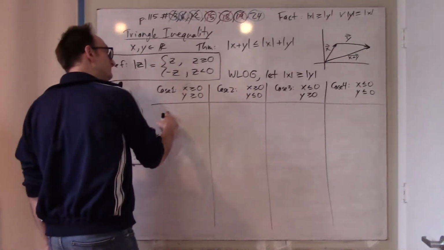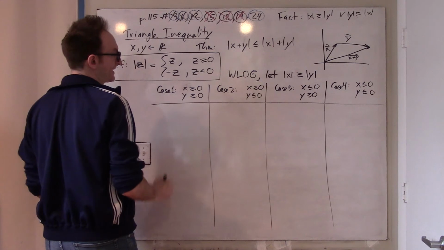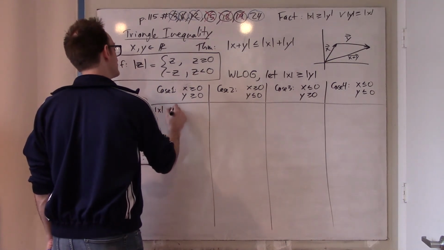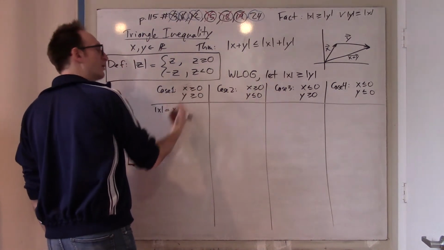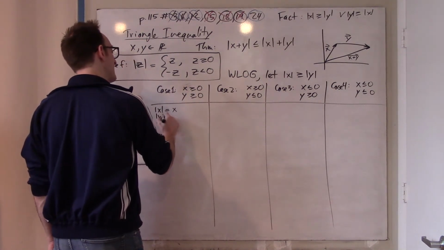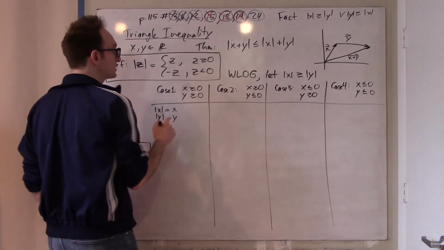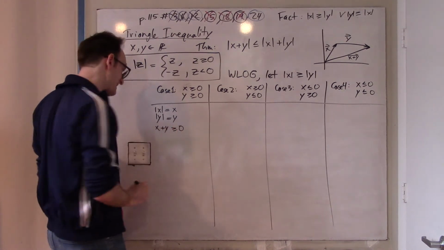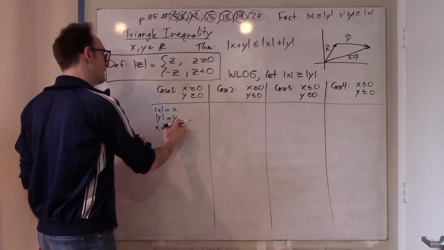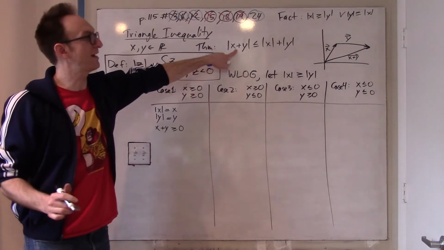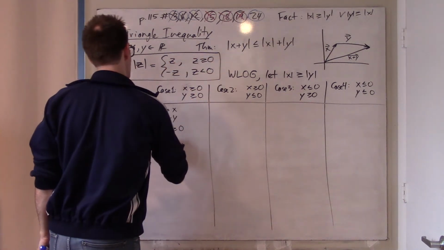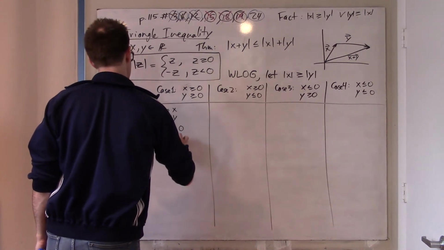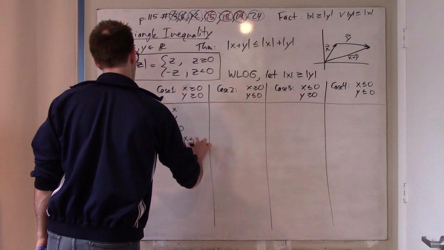Okay, let's go over here. Suppose x and y are both positive. Well, first of all, if x and y are both positive, then the absolute value of x is just x. I keep saying positive, but really I mean greater than or equal to. And it's also true that the absolute value of y is just y. And if x and y are greater than or equal to 0, then x plus y is greater than or equal to 0. And therefore, the inside of this absolute value is positive. Therefore, the absolute value of x plus y is just x plus y.